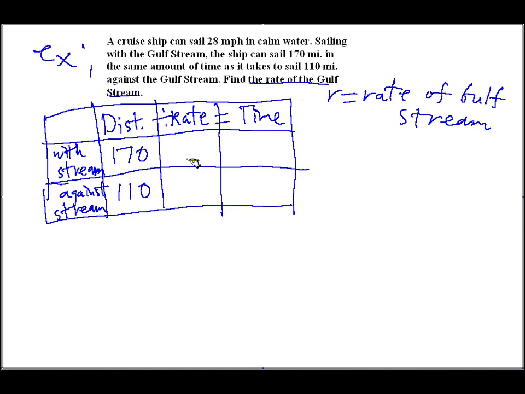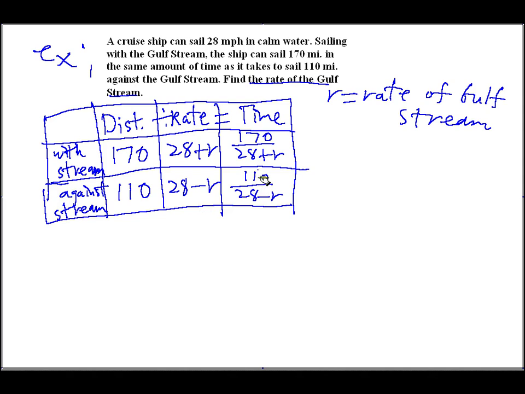All right? So if I can go 28 miles per hour in calm water, and I'm going with the current, that means I'm going faster, right? So my rate is 28 plus R. Can we see that? It's helping me go faster, right? Against the current, slowing me down, 28 minus R. Can we see that, all right? So again, what is the time with the current and against the current? Well, distance divided by rate. So this is 170 over 28 plus R. This is 110 over 28 minus R. Can we see that? All right?